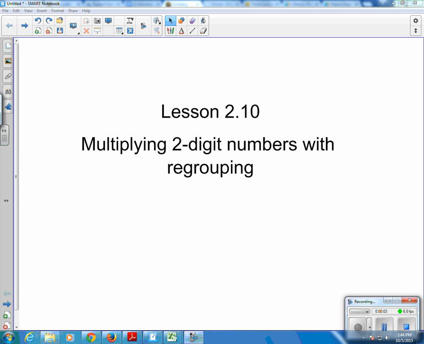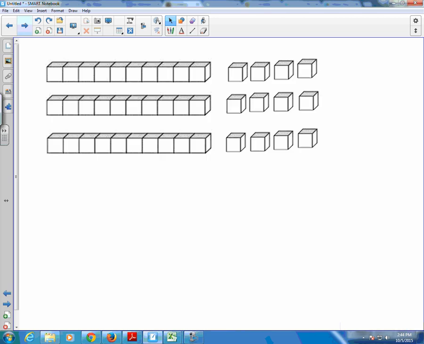Hello again. We're back with lesson 2.10 in the Go Math book, titled Multiplying Two-Digit Numbers with Regrouping. And we remember regrouping from before. We've regrouped in the addition, we've regrouped in the subtraction. We're going to learn how to do it in the multiplication. And let's look at the example that we have.